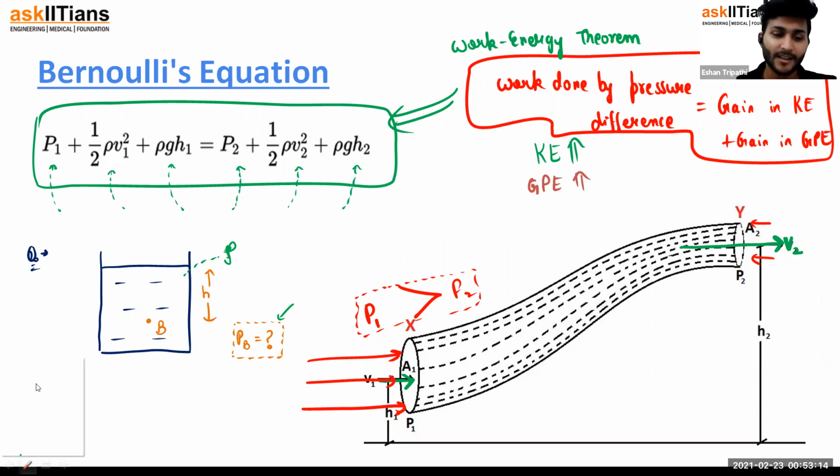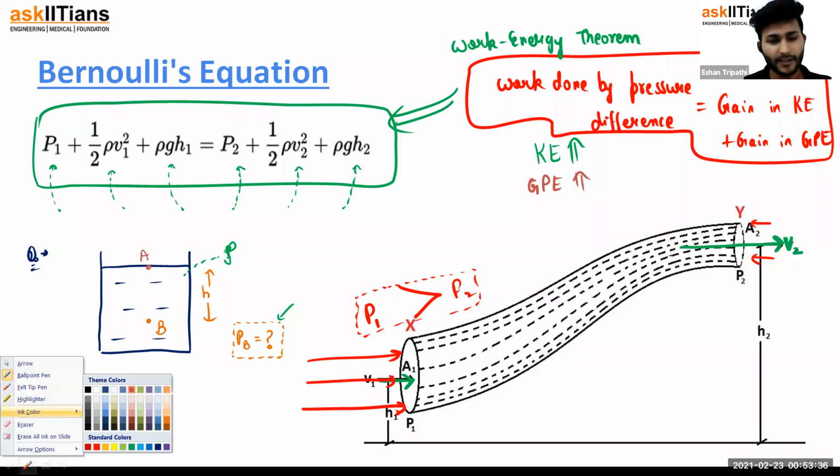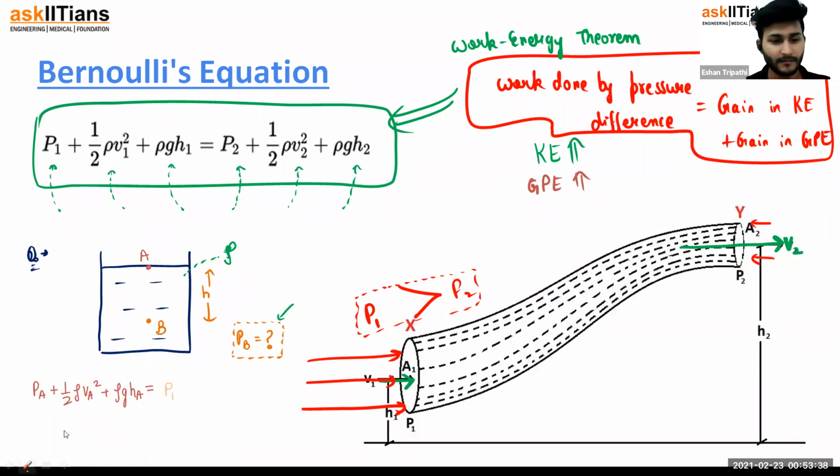So a very interesting point over here. Point A is exposed to atmosphere. That is, half rho times speed at point A square plus rho g into height of point A is equal to pressure at point B plus half rho into speed at point B square plus rho g height at point B. Now see guys, any of these things that you already know?